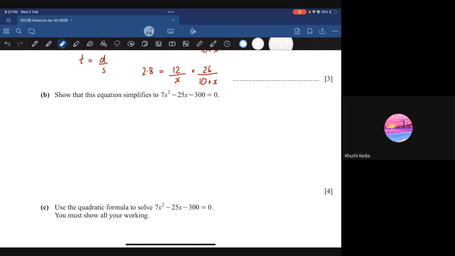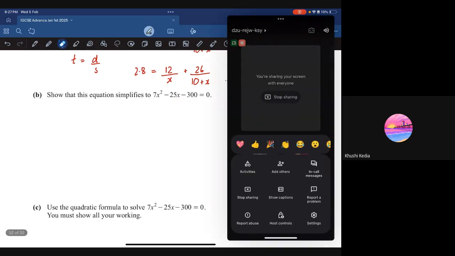But very well done, Kushi. Yes, excellent. Whatever Kushi said. Bravo.